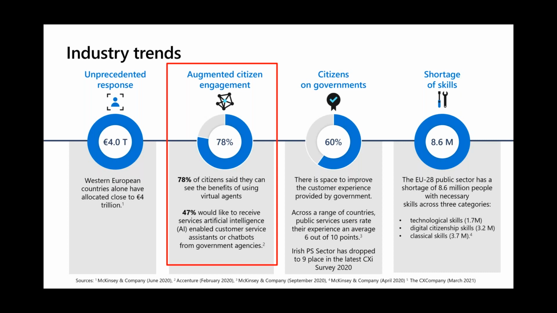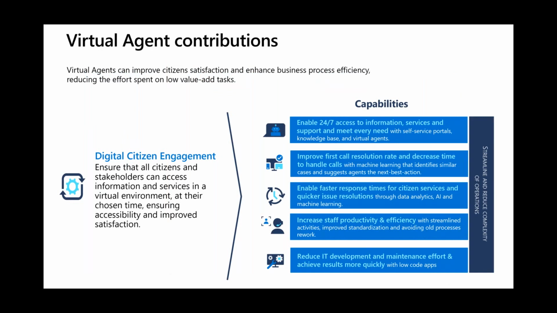But specifically, I want to talk to that point of build it and they will come. 78% of citizens, and the survey was rolled across 6,500 survey results across Europe and Canada, see the benefits of using virtual agents, and 47% would like to receive assistance from chatbots from government agencies. Now that's very interesting. That's saying if you're not doing it, the citizens are willing to embrace this technology. So why wouldn't you? I suppose I'm laying out the challenge. Why would you not look at this if these are the stats that are coming back?